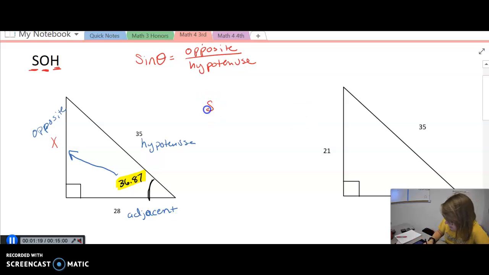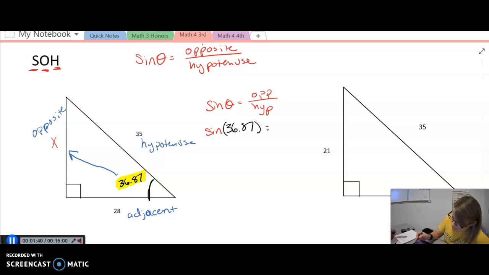So now we have sine of theta equals opposite over hypotenuse, and this is how I'm going to be abbreviating things from now on. Those are pretty big words that I don't want to write. Alright, so we know that theta in this case is 36.87. Okay? And then for our opposite, opposite is going to be my X. And then my hypotenuse is also given to us as 35.